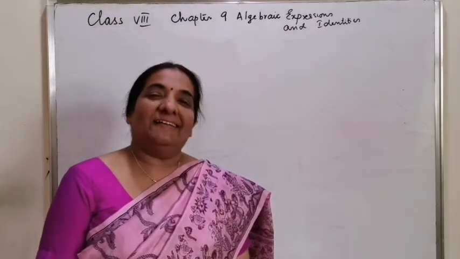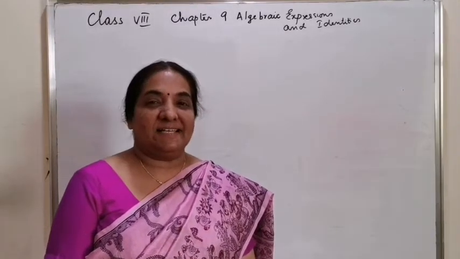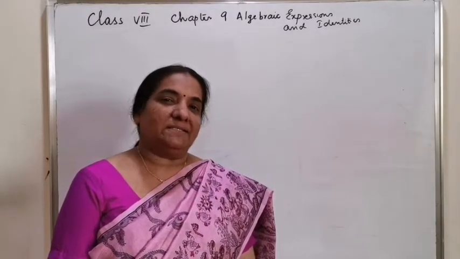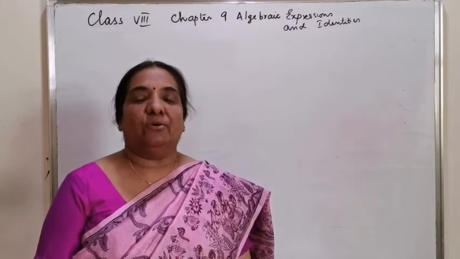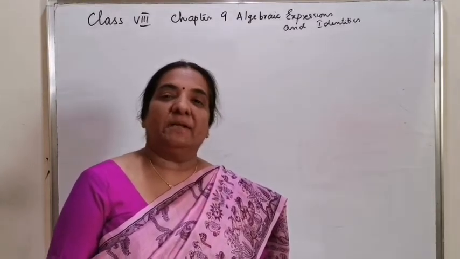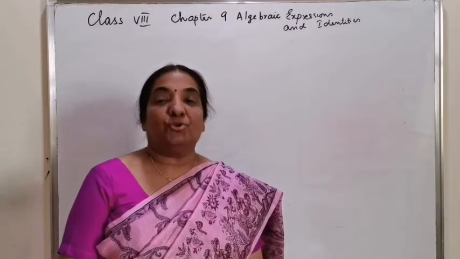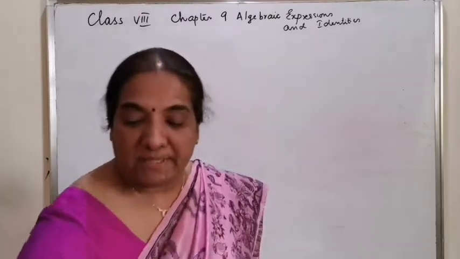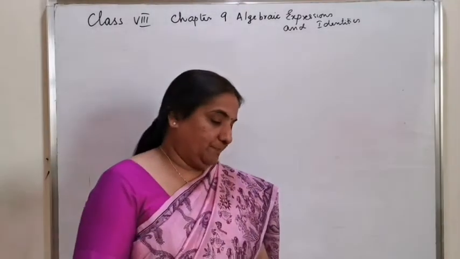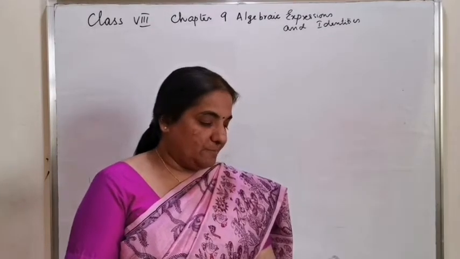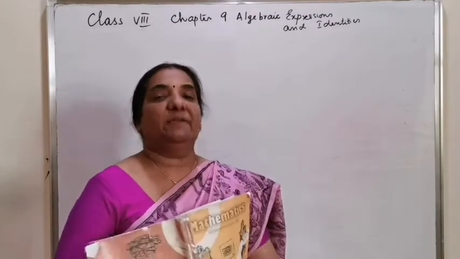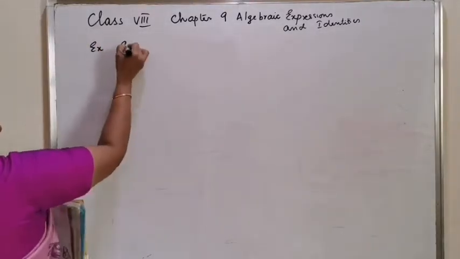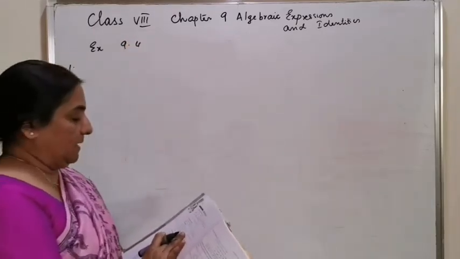Good morning, children. Let's continue with the next exercise, that is multiplication of a polynomial with polynomial, meaning even a binomial with a binomial, a trinomial with a binomial. Any of these, the basic is you should know how to multiply a monomial with a monomial. Let's continue with exercise 9.4 in your textbook, multiply the binomials. Exercise 9.4, question number 1.